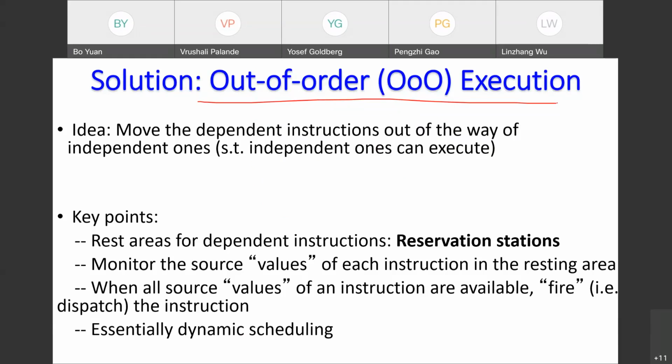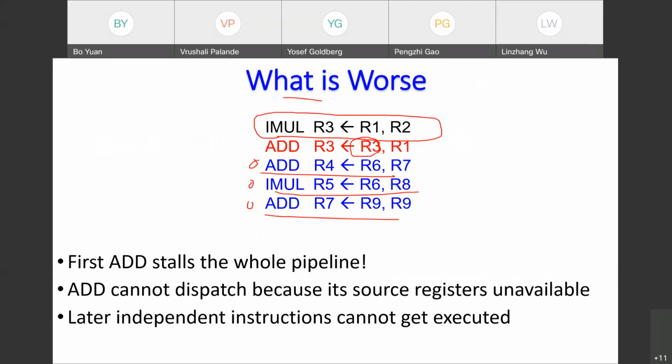Actually, the solution is so-called out-of-order (OOO) execution. The key idea is that we move the dependent instruction out of the way of those independent ones, so we can make sure that independent ones can be executed. In this example, since your first instruction, multiplication, needs more cycles to execute, that's fine, you continue. And since your second ADD instruction needs to wait until the R3 result comes out, that's fine, you can wait. But don't block the way of the following three instructions. Since they don't depend on your result, let them be executed as soon as possible.